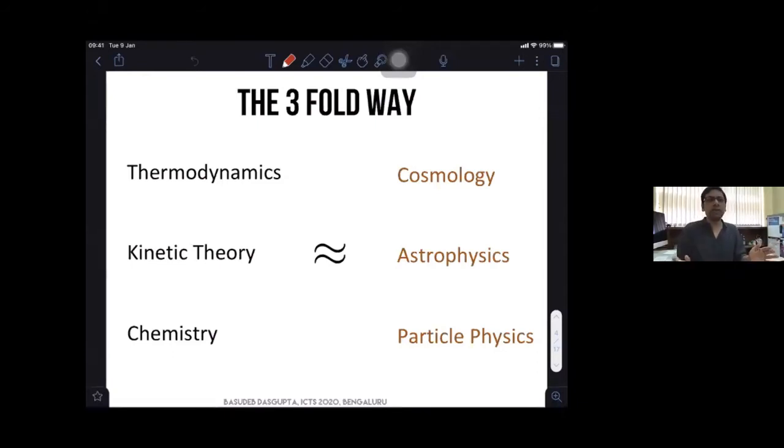But each of these two methods has its disadvantages. Thermodynamics cannot give you details. Chemistry cannot be done until you know the details. So the thing that connects these two approaches is kinetic theory.